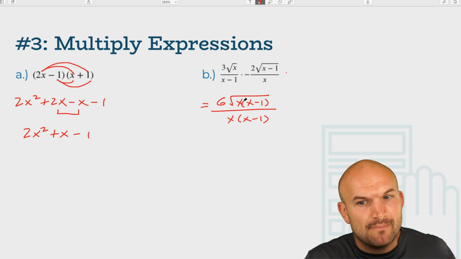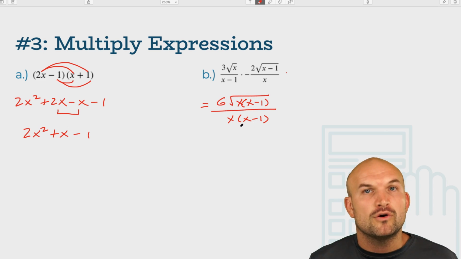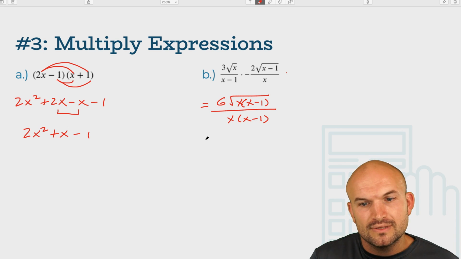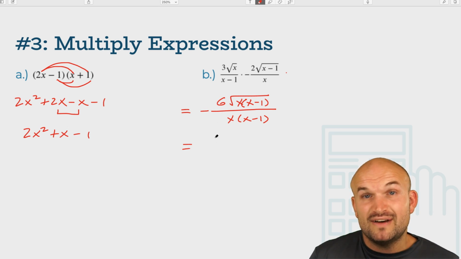But we can't do that because this is under the square root and this one is not. So therefore, we cannot just go ahead and simplify them. We also have this negative here. I'm just going to keep this in front, and then I will show you where it can go. Okay, we can simplify this though a little bit more.